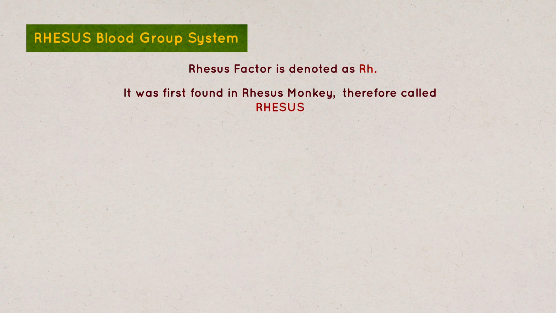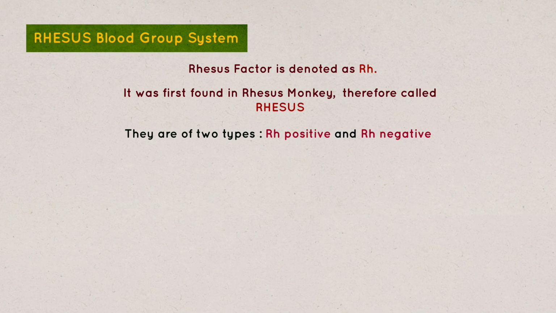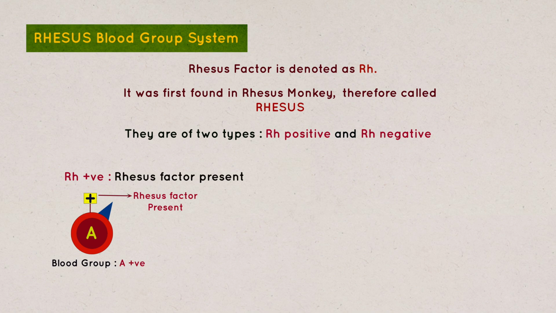Rhesus factors are of two types. They are rhesus positive and rhesus negative, so each blood group in ABO blood group system may have either positive or negative Rh factor according to antigens present in them. If we have rhesus factor, our blood group is considered as rhesus positive blood group. For example, if I have blood group A and the rhesus factor is present in my blood, the blood group will be called A positive. Same goes for all the other blood groups like B positive, AB positive, and O positive.